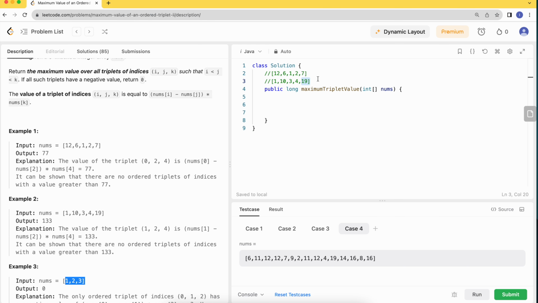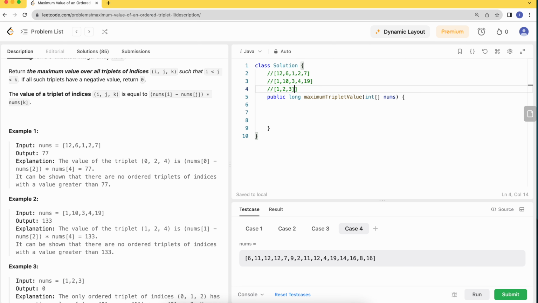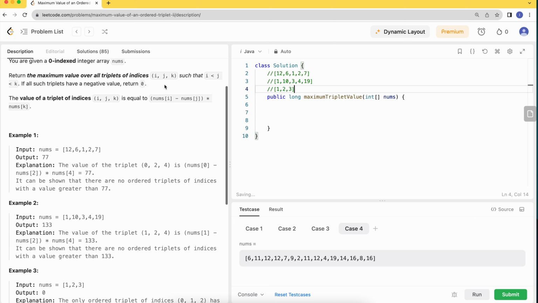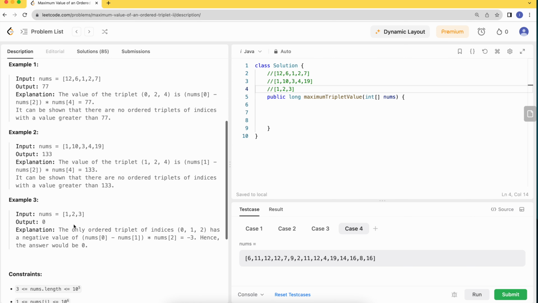Let's roll it over to the next test case. So we need to find the maximum i from a single input, which is 1, the minimum j from a single input, which is 2, and then 3. So we return a negative value, minus 3. Since it's negative, we'll just return 0 as our answer.